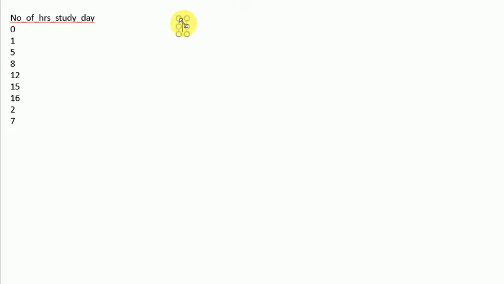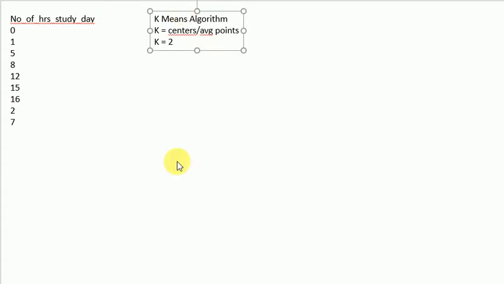So in the k-means algorithm, K stands for centers, or we can say average points, that is the mean points. Taking k as 2 in this case, if I want to make two groups, I will have to identify two center points. Looking at the data, I can easily identify two center points here.